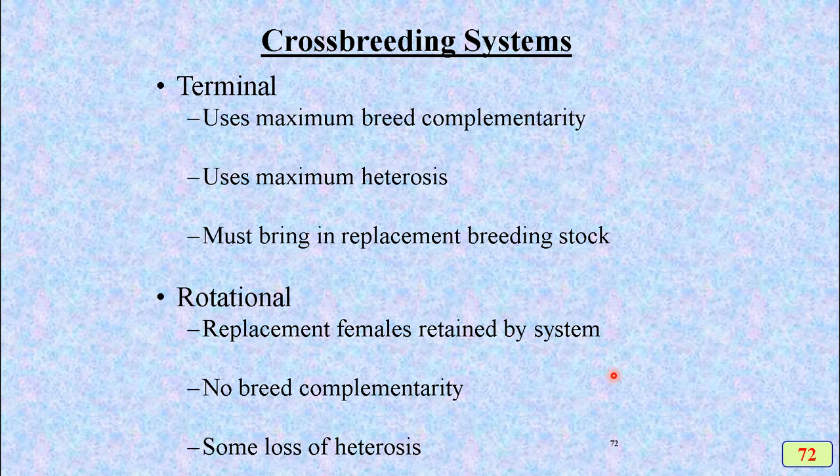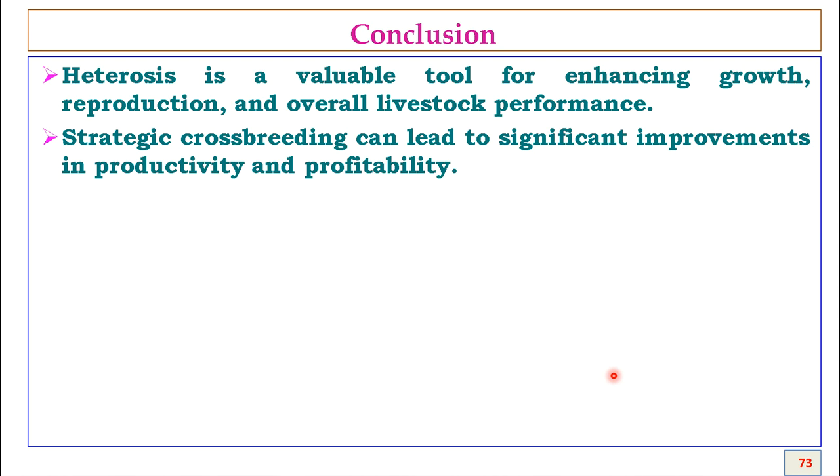Then terminal crossbreeding uses maximum breed complementarity and maximum heterosis, but must bring in replacement breeding stock every time. Rotational crossbreeding replaces the females retained by the system, with no breed complementarity, and sometimes a loss in heterosis may also happen. So there are a few conclusions we will draw later, especially that heterosis is a valuable tool for enhancing the growth, reproduction, and overall performance of livestock. So that's the advantage of heterosis.